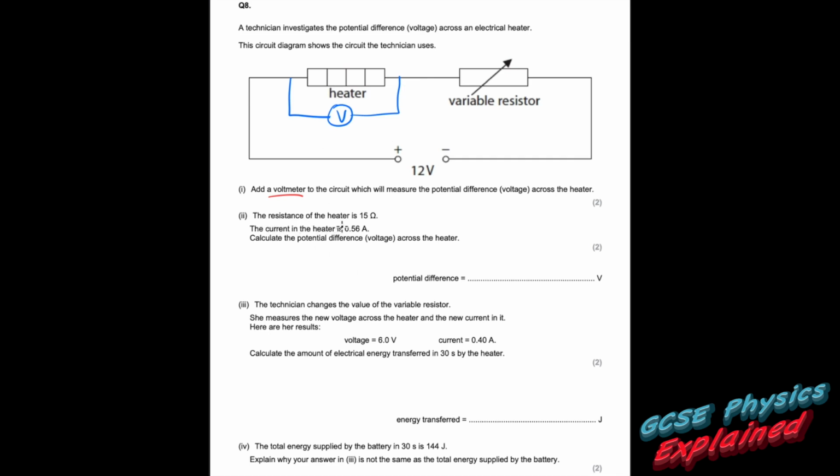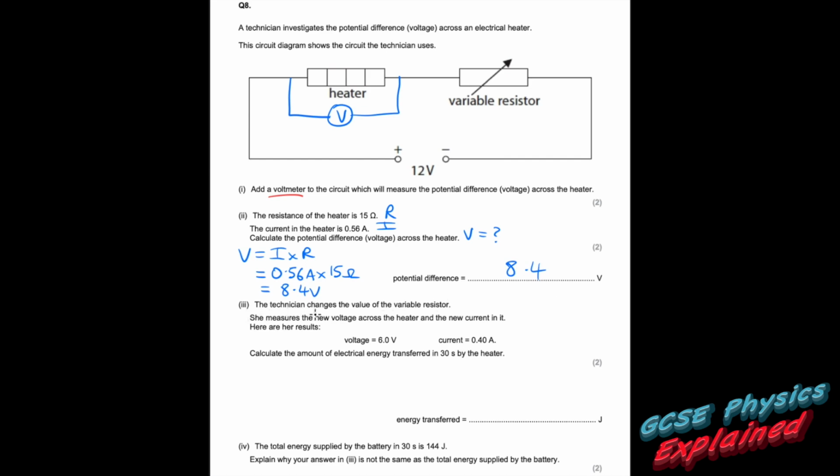Part 2. The resistance of the heater is 15 ohms, so that's R. The current is 0.56 going through the heater, that's I. Calculate the potential difference, voltage, across the heater. So the voltage is our target. We don't know what it is. What's the equation? V equals I times R. That's Ohm's law, current times resistance. Now we'll pop the numbers in, and that equals 8.4 volts.